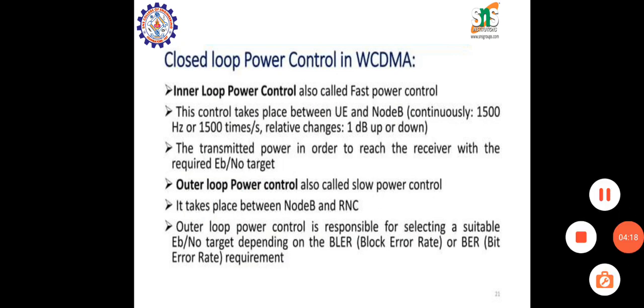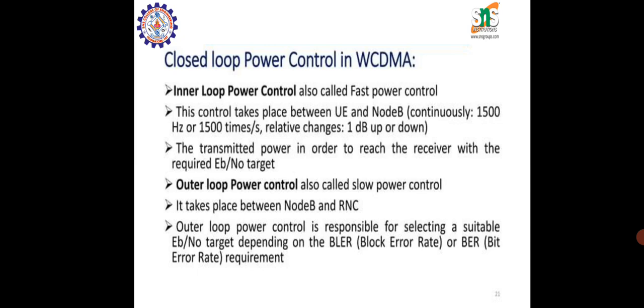So next is closed loop power control of WCDMA. Here the inner loop power control is called fast power control. This control takes place between UE and Node B. Here the transmitted power is adjusted in order to reach the receiver with the required Eb/No target.